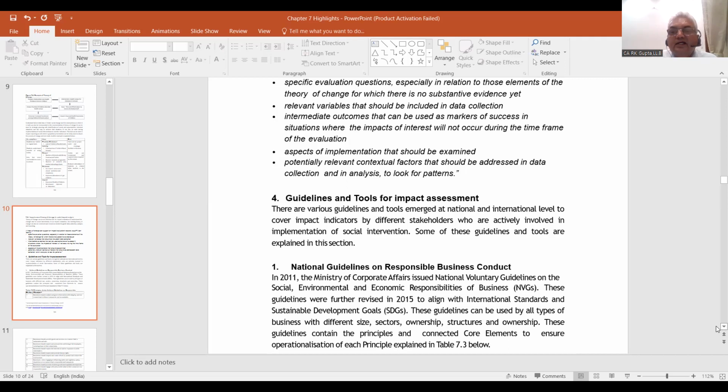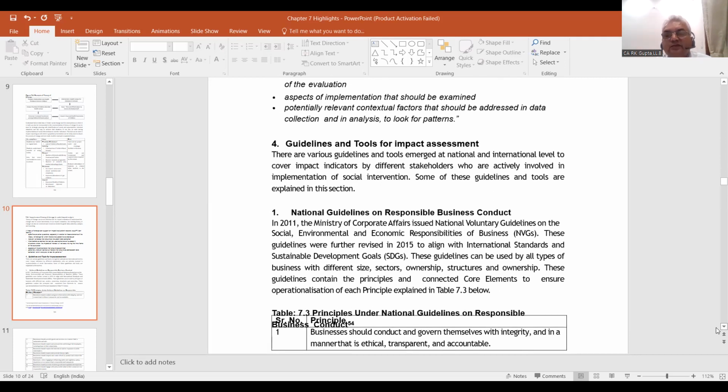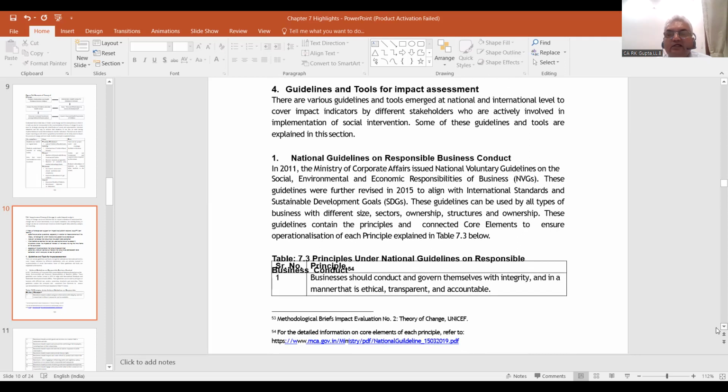तो पहला तो है हमारा नेशनल गाइडलाइंस ऑन रिस्पॉन्सिबल बिजनेस कंडक्ट। ठीक है, तो in 2011 the Ministry of Corporate Affairs issued national voluntary guidelines on the social, environmental and economic responsibility of business. ठीक है, NVGs. So these guidelines were further revised in 2015 to align with international standards and sustainable development goals. ठीक है, these guidelines can be used by all types of business with different size, sectors, ownership structures and ownership. These guidelines contain the principles and connected core elements to ensure operationalization of each principle explained in table 7.3 below.